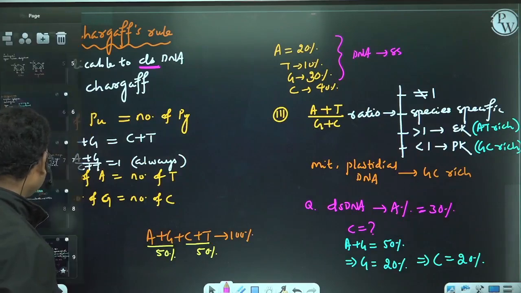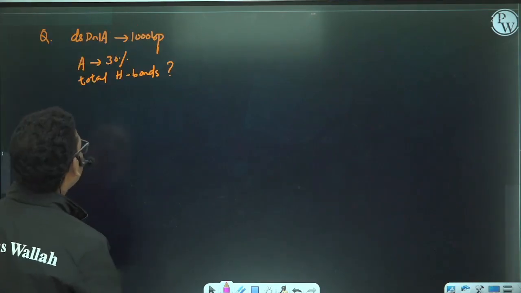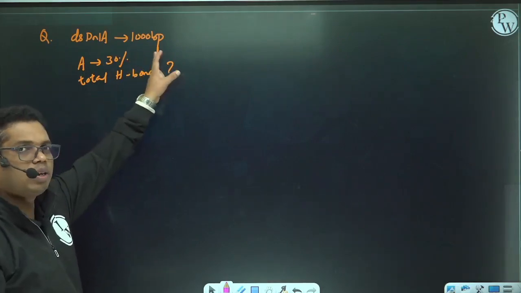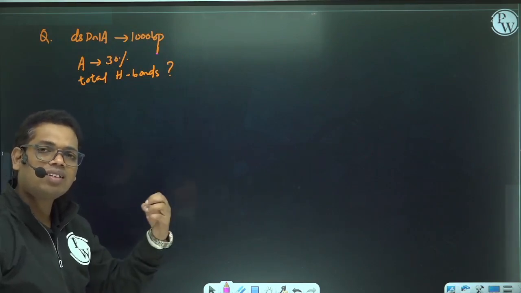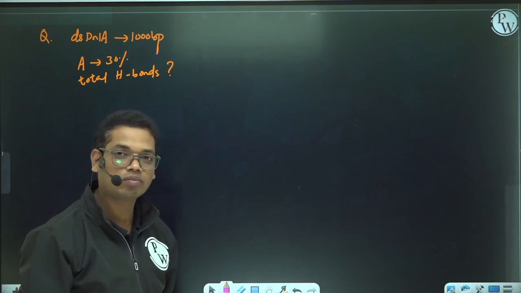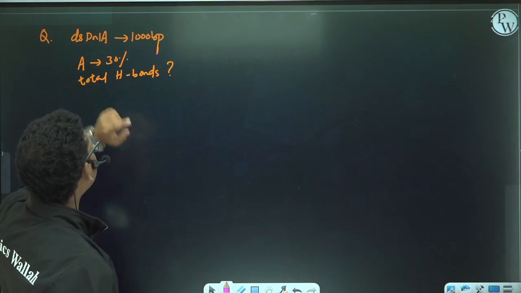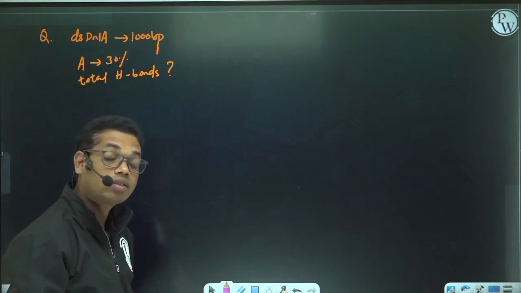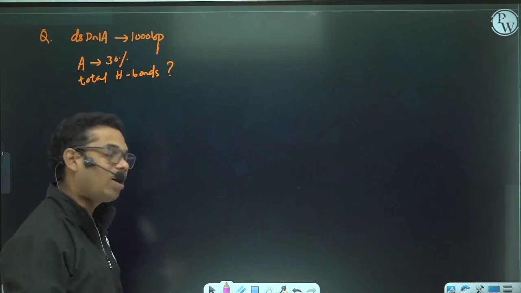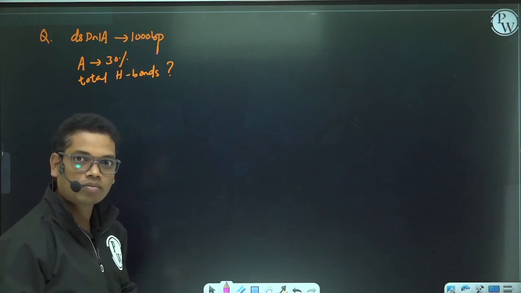Now here I have one question. Suppose there is a DNA which has 1000 base pair. BP is base pair. We can define the length of DNA in terms of base pairs or nucleotide pairs. Suppose in the DNA adenine is present 30%, so 30% of the nitrogenous bases are adenine. What will be the total hydrogen bonds in that DNA?